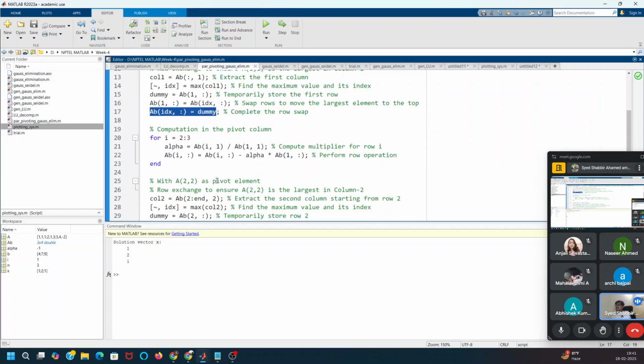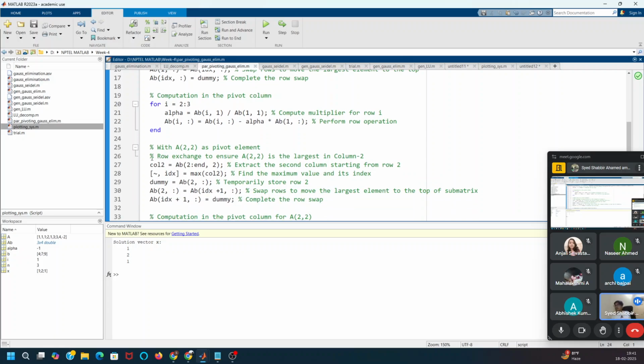Then I have to do the calculation so that the second element and the third element in the first column become zeros. Then I go to the other rows also, so that in the second column, the pivot element, which is the second element, should be maximum. So again, I'll do this.